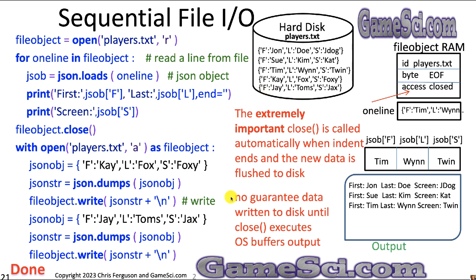There's no guarantee the data is written to disk until a close or a flush executes. Remember, all file I/O is buffered by the operating system. The output to the disk happens when you flush the buffer or close the file. That wraps up this slide on sequential file access. Again, this is files that we're going to start at the beginning and read all the data through to the end.